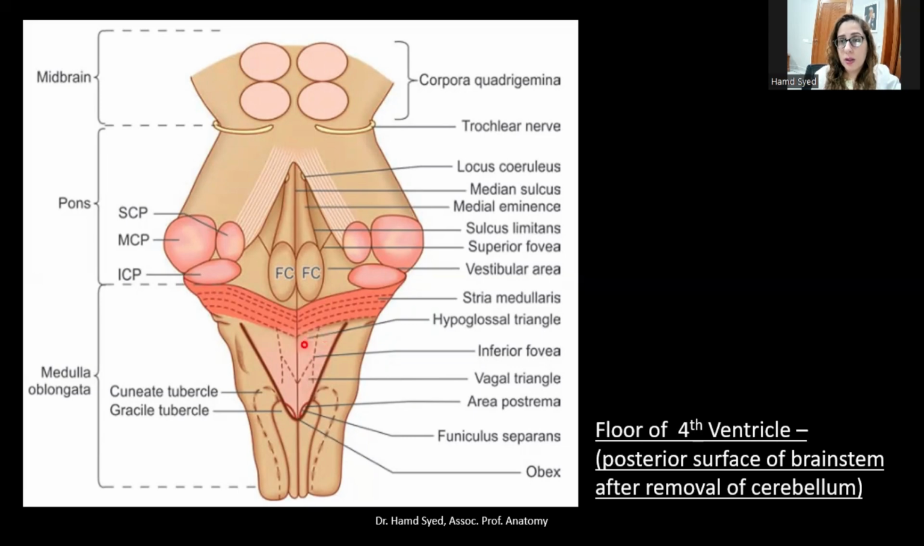Beneath the hypoglossal triangle is the hypoglossal nucleus, and beneath the vagal triangle is the vagal nucleus. Also, you can see over here that between the vagal triangle and the gracile tubercle is the area postrema, whereas at the inferior angle of the rhomboid fossa, there is a fold which is known as the obex.